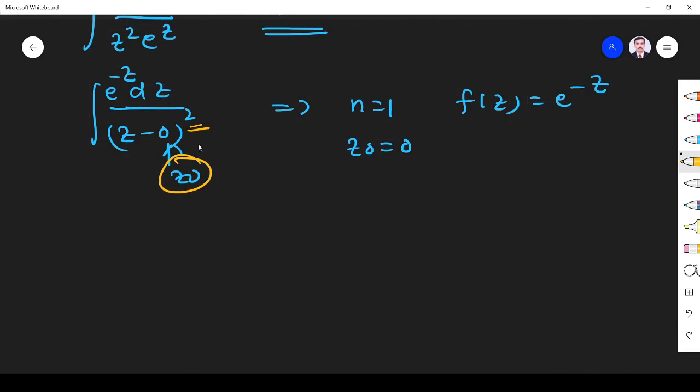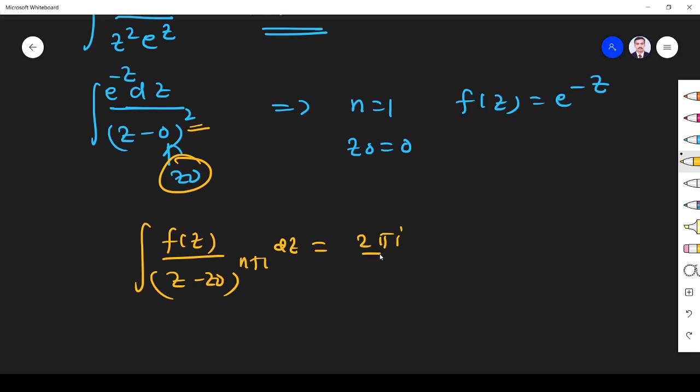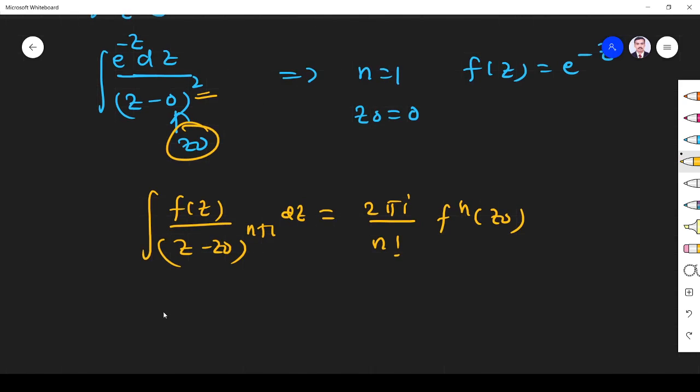Since it is power 2, we have to use Cauchy's integral formula for the derivative of an analytic function. What is that? The integral of f of z divided by (z minus z0) to the power n plus 1 dz is equal to 2 pi i divided by n factorial times f^(n) of z0. Right? Here we are having the integral of e power minus z divided by (z minus 0) squared dz.